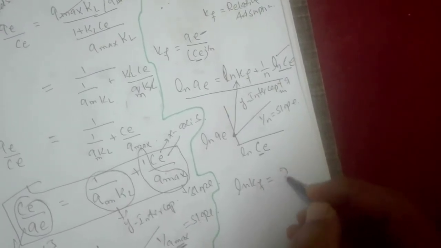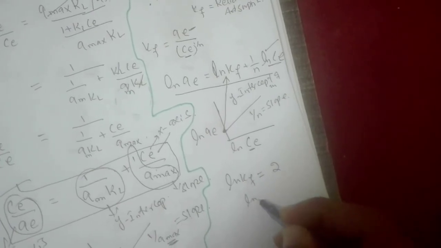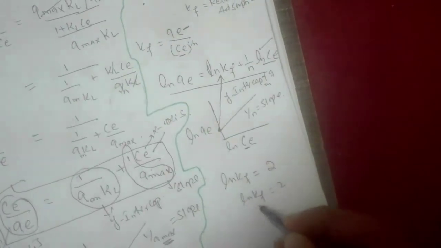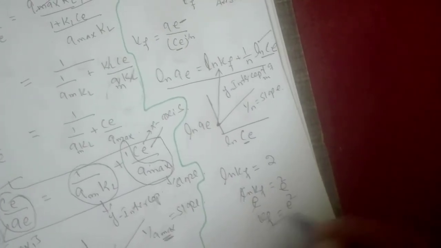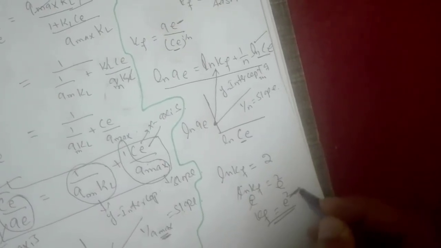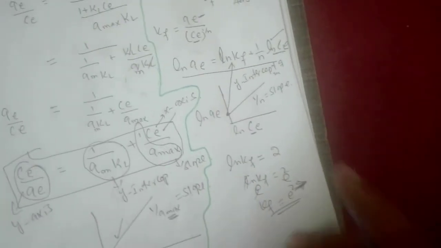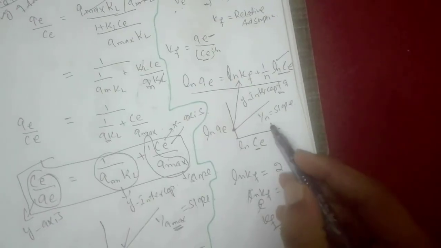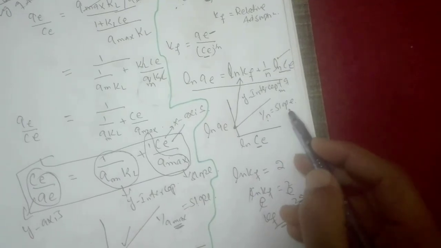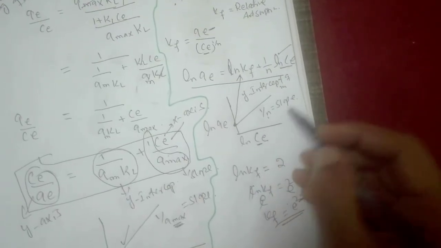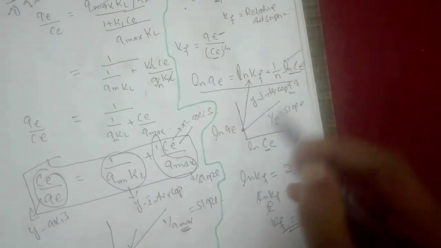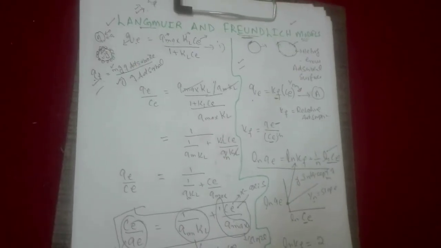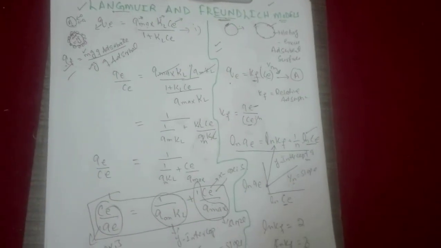So from the y-intercept we can get ln KF. Suppose the y-intercept is 2, then ln KF is 2, and we can get KF. This is a simple example for simplicity. Similarly, n can be obtained from the slope, which can be 2 or 3 or something. Simply dividing by the slope, we get n, the heterogeneity factor. So this is all about the Langmuir and Freundlich isotherms. Thanks.